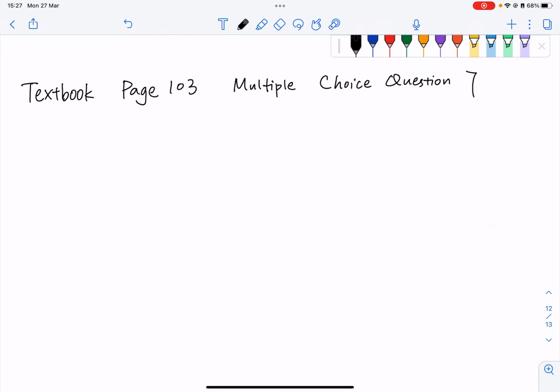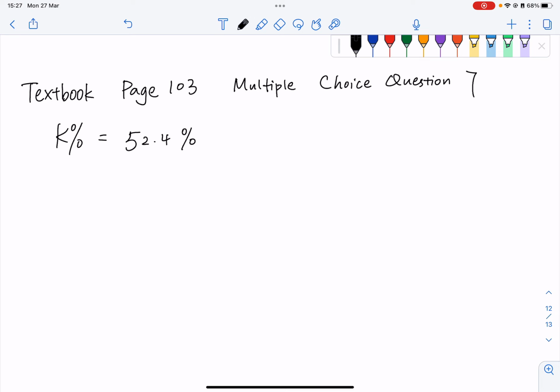Alright, so now we take a look at textbook, page 103, multiple choice question 7. So what is the question asking about? It's asking which of the following potassium compounds contains 52.4% by mass of potassium. So I will write it this way: the potassium percentage in those compounds is 52.4.